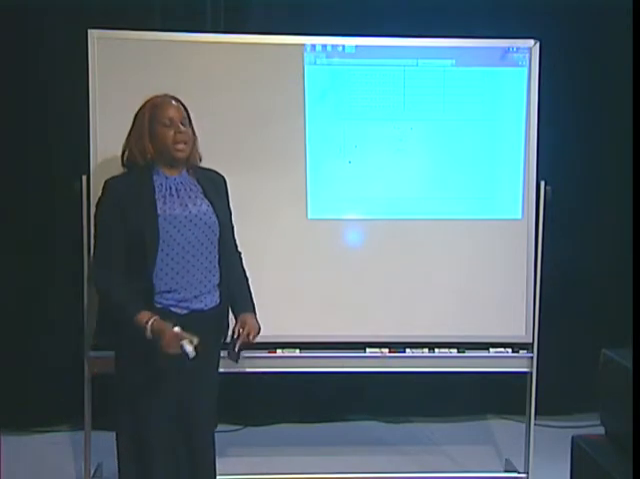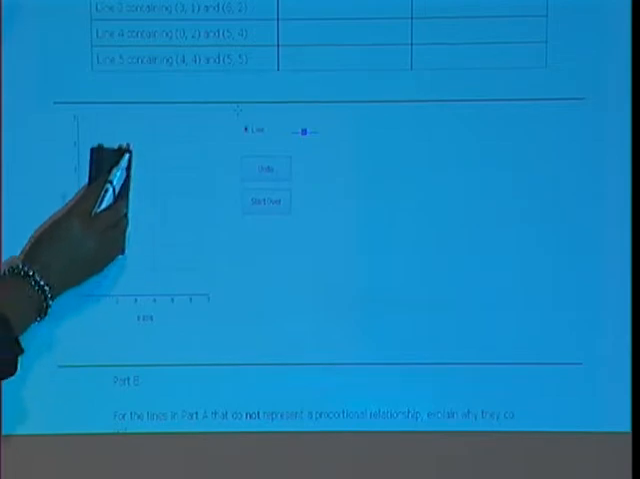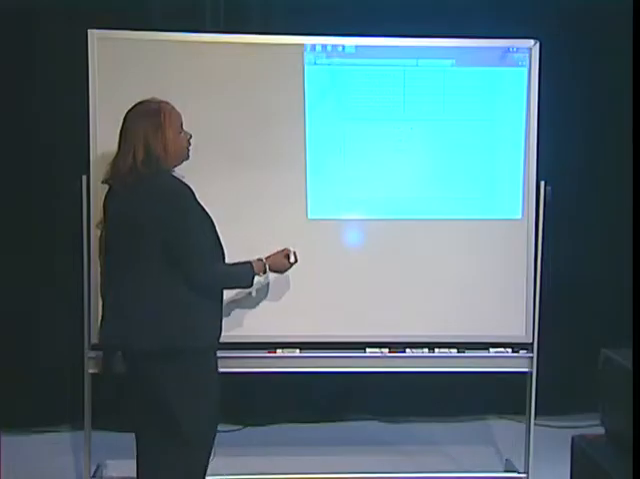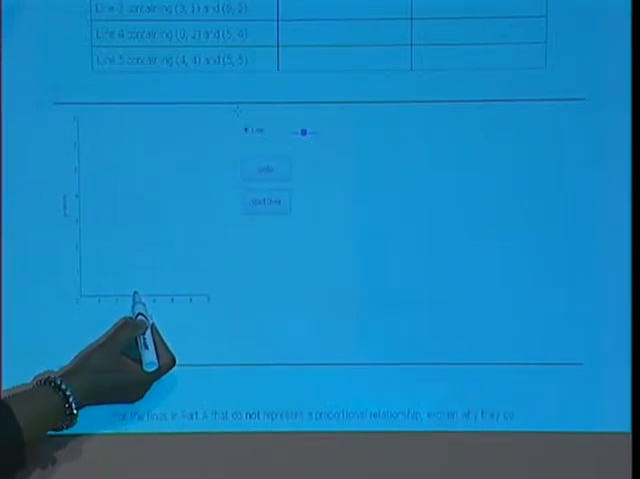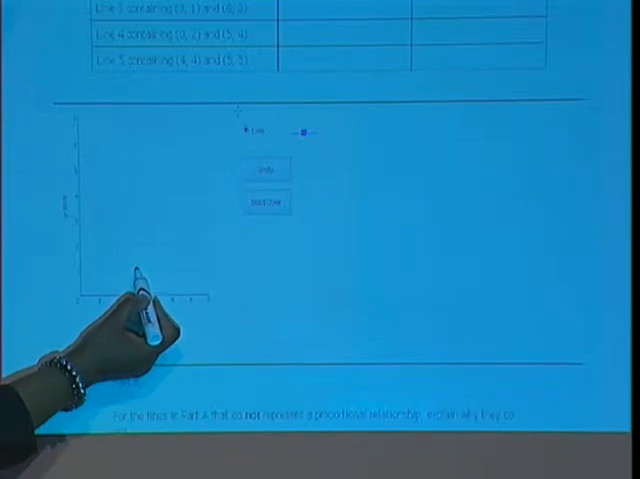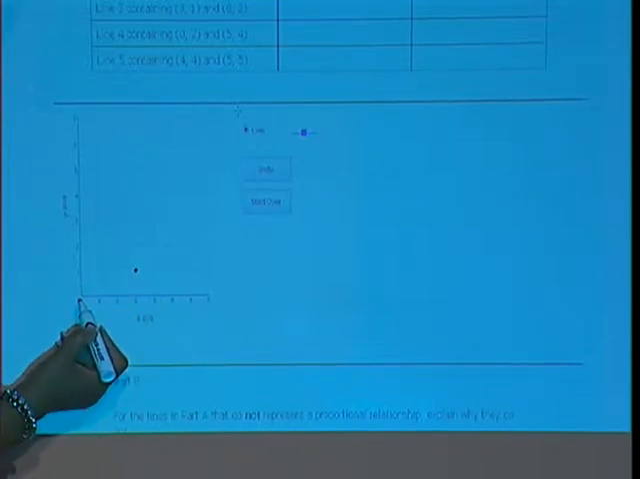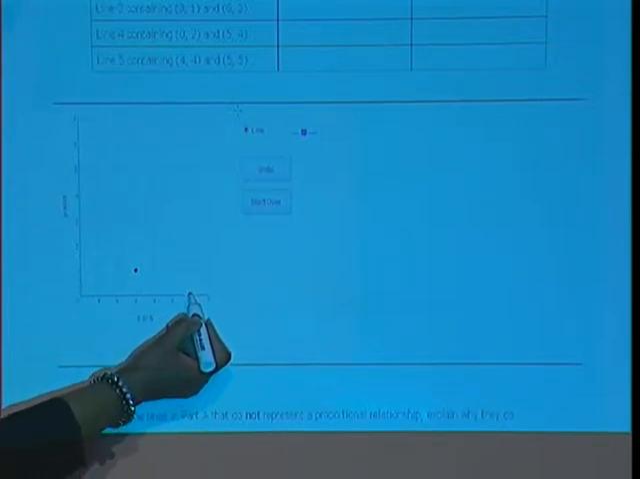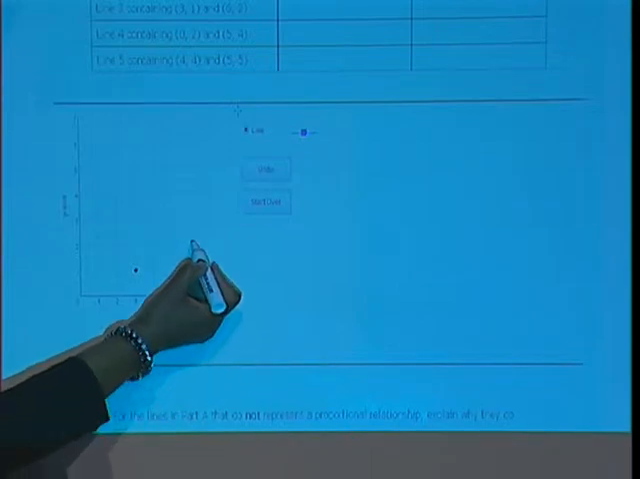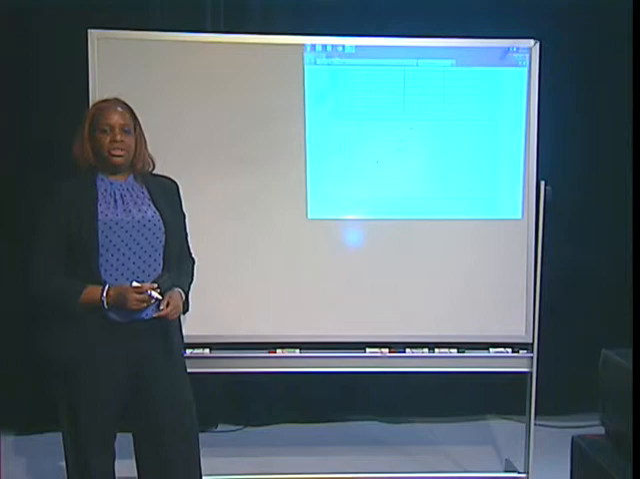Now let's take a look at line 3. I will be plotting those 2 points, again starting with the origin over 3 places, 1, 2, 3, and I'm going up 1. Again, starting at the origin, it says over 6. I'm moving over 1, 2, 3, 4, 5, 6, and I'm going up 2, 1, 2. If you take a look at those 2 points, they also would pass through this origin. And again, that will let us know that this has a proportional relationship.